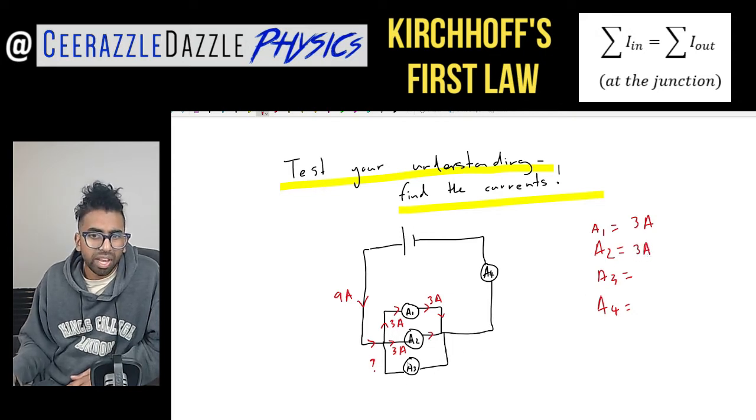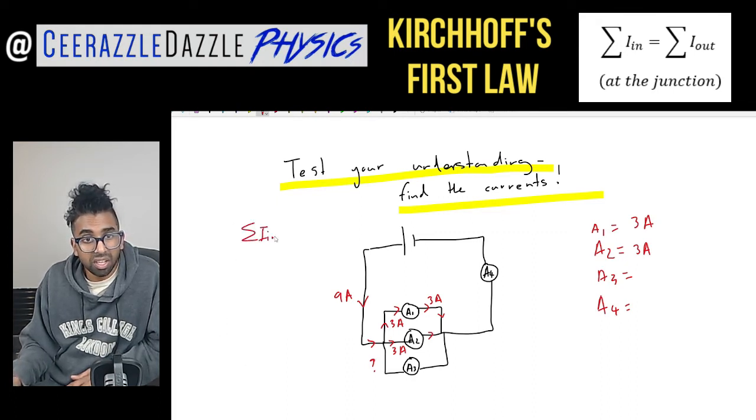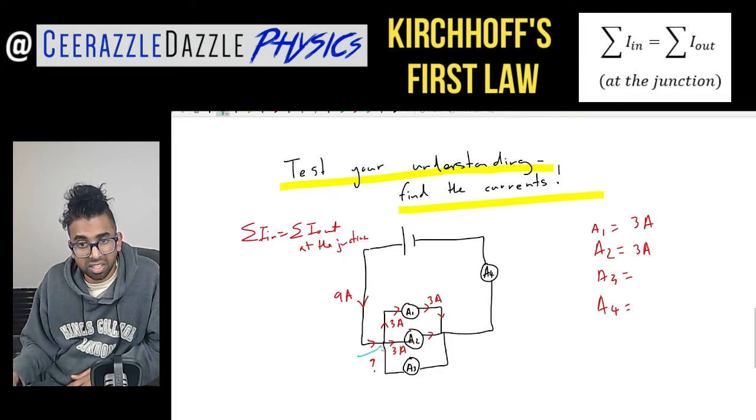Right, how much will A3 read? Well, look, we can write down the formula. The sum of the current going in is equal to the sum of the current going out at the junction only. So don't forget, everyone, this is the junction over here. This is the junction over there. That is the junction here. Write this dot over here, that's the junction.